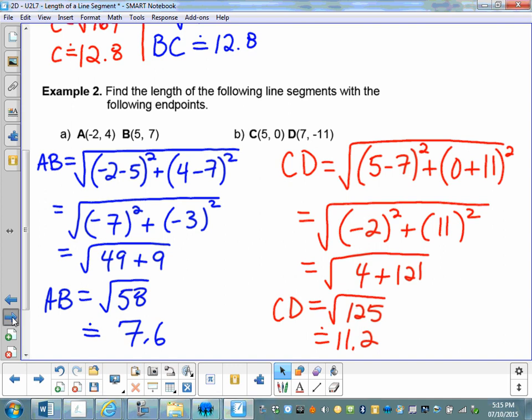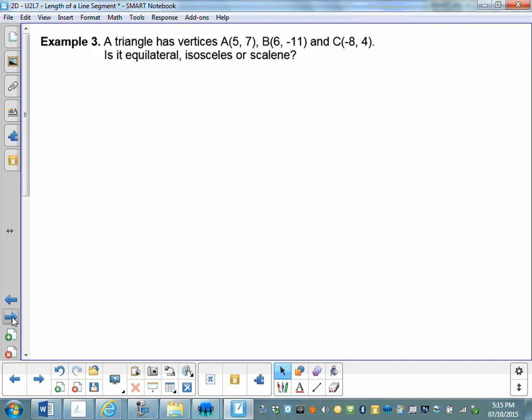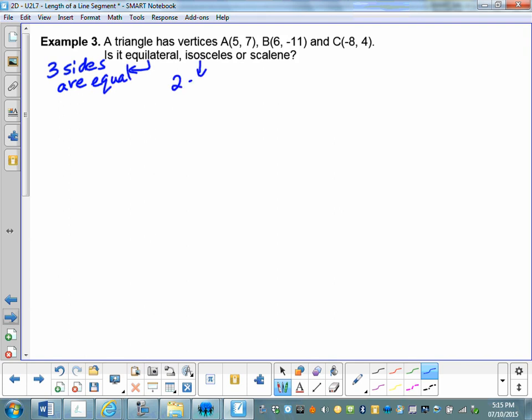Now let's look at the last example here. In this example, a triangle has vertices A, B, and C. Is it equilateral, isosceles, or scalene? It's important that we remember that if it's equilateral, three sides are going to be equal in length. If it's isosceles, then two sides are equal. And if it's scalene, no sides are equal.